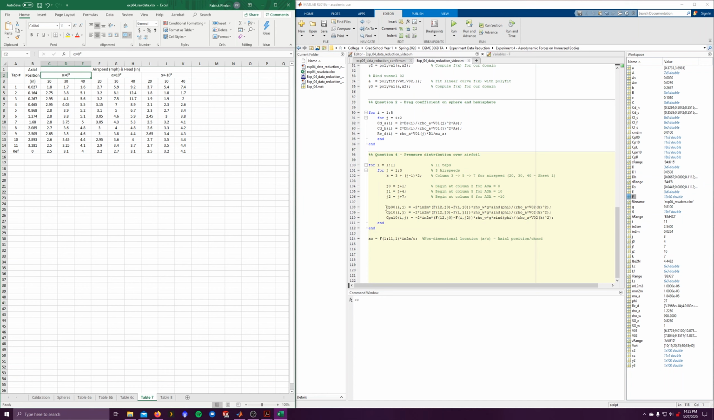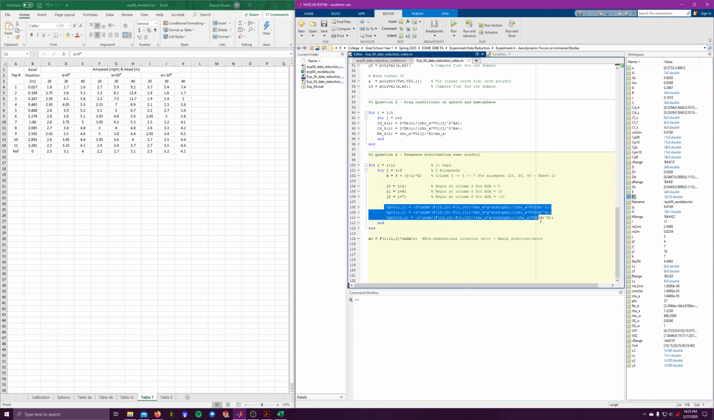So instead of iterating for that as well, what I've done is I've written out a line of code for each of these different angles of attack. So CP0 is for 0 degrees, CP10 is for 10, and CPN10 is for negative 10 degrees.